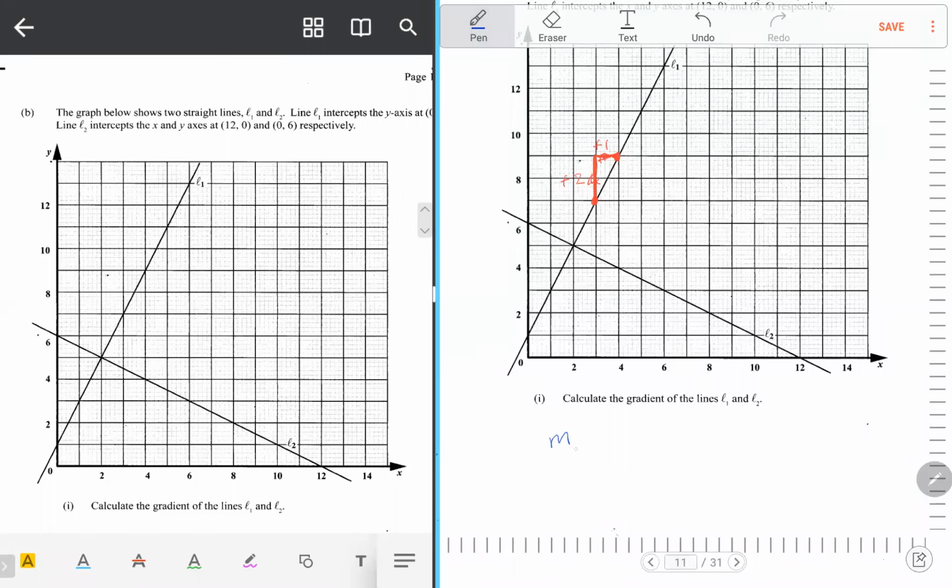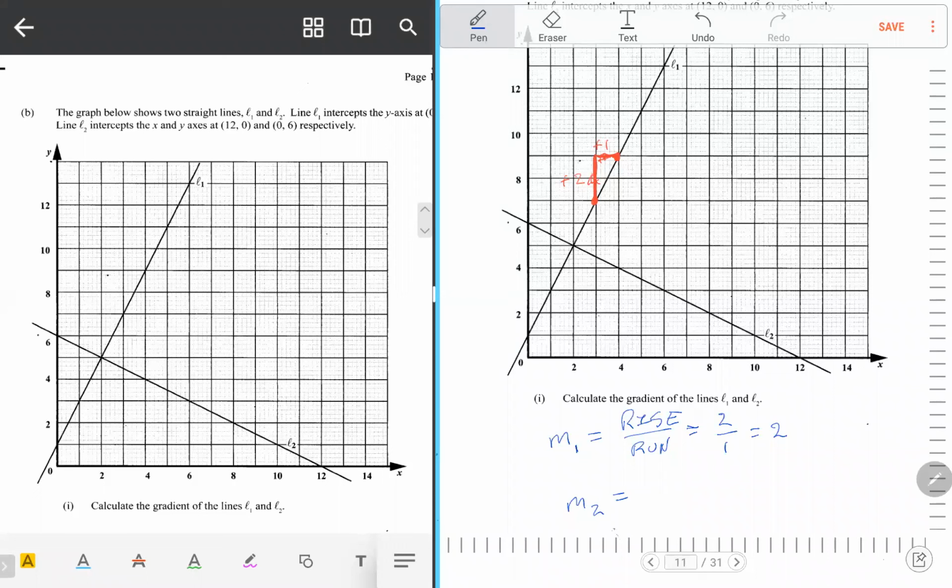Alright, first one. Gradient of line 1 equals rise over run between any 2 points on the graph. Rise over run between any 2 points. Between those 2 points, the rise is 2 and the run is 1. So the gradient of that line is 2. So that's that.